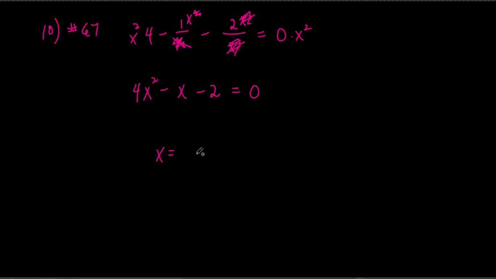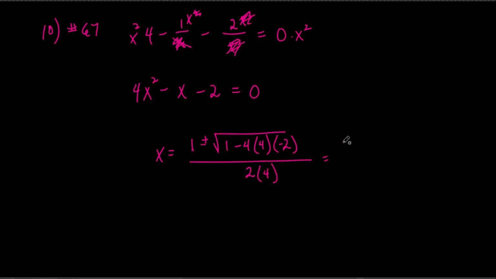Okay, I would do the formula. So negative b, so that would be, oops, almost put negative. It's positive 1, isn't it? We've talked about that already. Plus or minus square root of b squared, which is 1, minus 4 times a, which is another 4, times c, which is a negative 2, over 2 times a, which is 2 times 4. Equals 1 plus or minus.